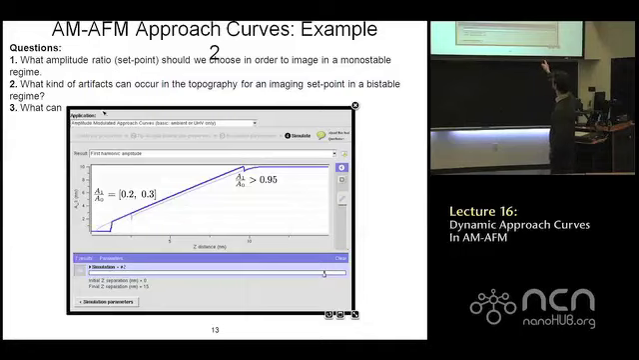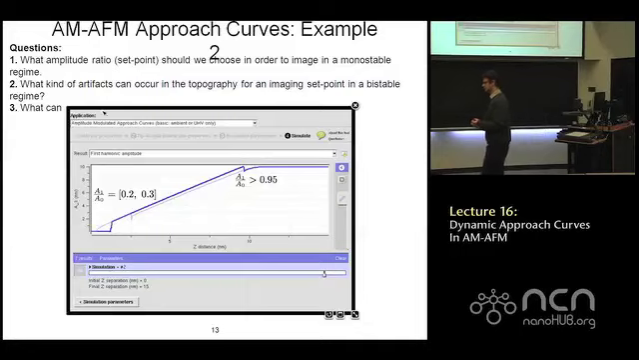And when the amplitude ratio is above about 0.95, we're also in a monostable regime. Here the lower one is the monostable repulsive regime, and the high amplitude ratio is the monostable attractive regime, okay? So probably in tapping mode, you want to pick the repulsive regime, and that's because the resolution of the forces themselves is greater in the repulsive regime.